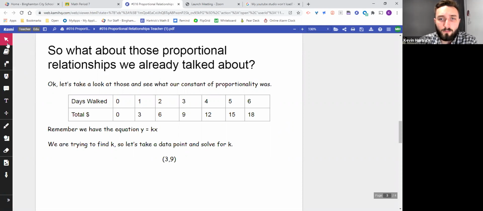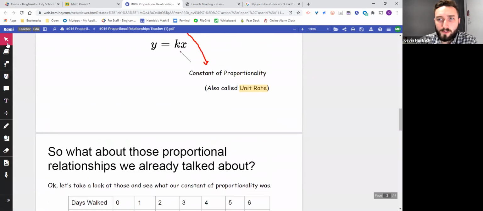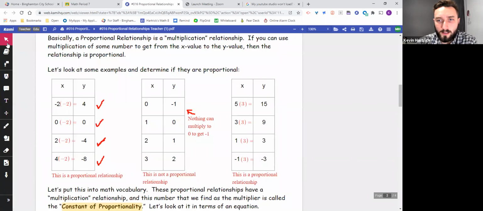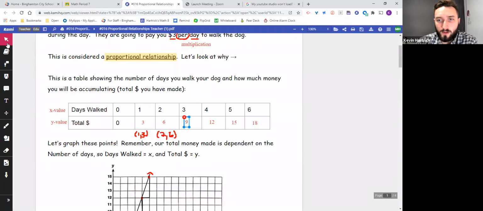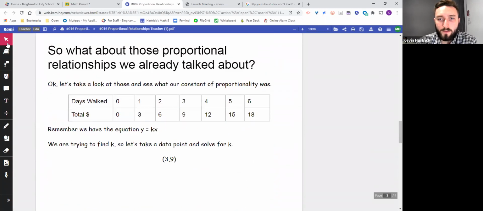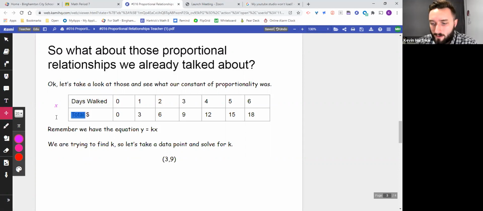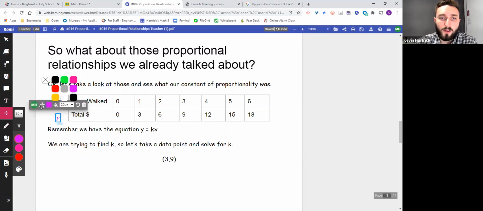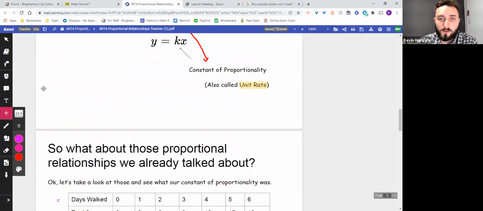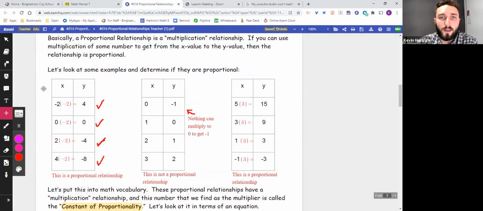One thing I do want to note is, tables are going to be shown in different ways. These are vertical tables, horizontal tables. You are going to have to be able to find your constant of proportionality regardless of the type of table. You're also going to have to be able to determine whether something is proportional regardless of the type of table. If a table is horizontal like this, usually the x value is on top and the y value is on bottom. And if it is a table like the ones previous, then those were already labeled, but usually the x is on the left and the y is on the right.